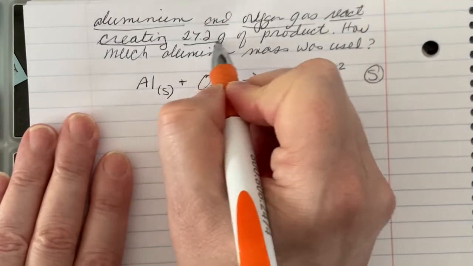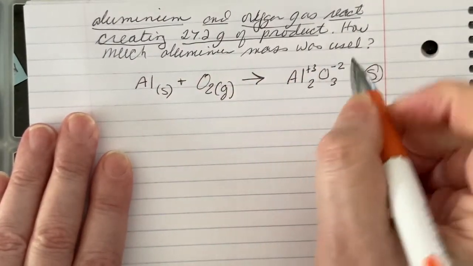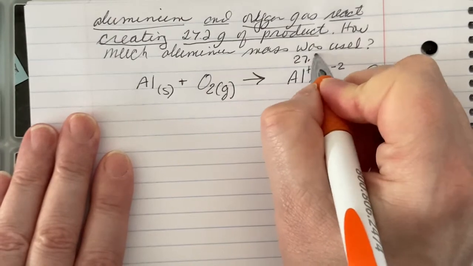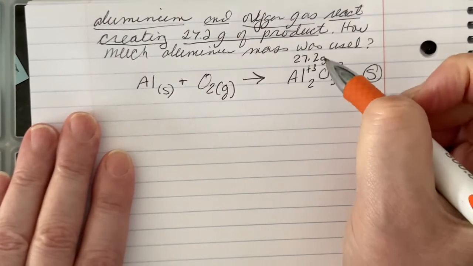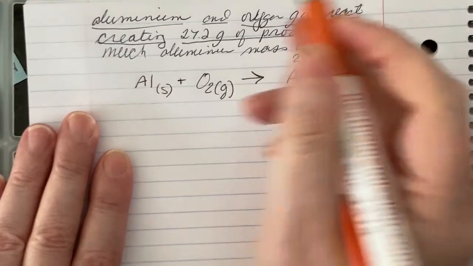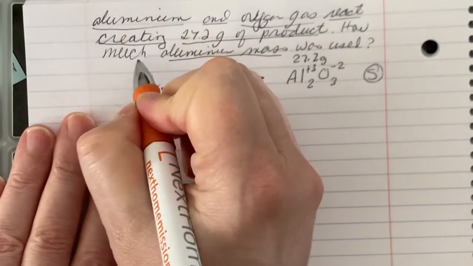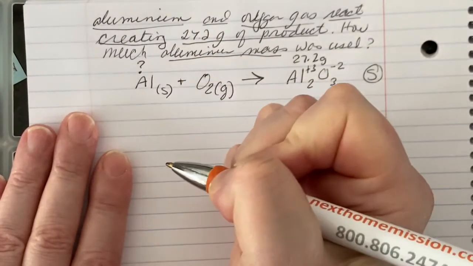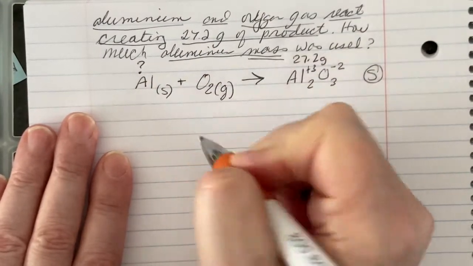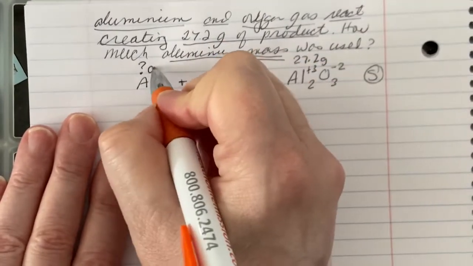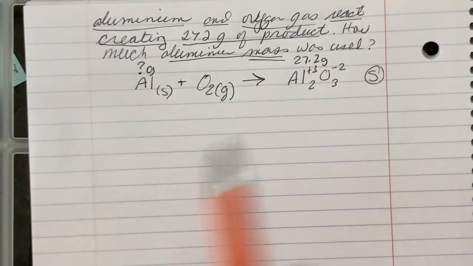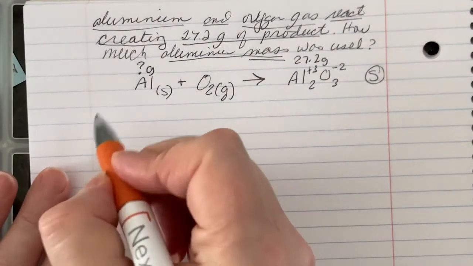And now when I write my knowns and unknowns, I just write it directly up there. So 27.2 grams of product refers to aluminum oxide, and I just write 27.2 grams right up there. How much aluminum mass was used? Here's aluminum. We don't know. That's our unknown, so we just put a question mark there. We have to note what units. Mass is measured in grams.